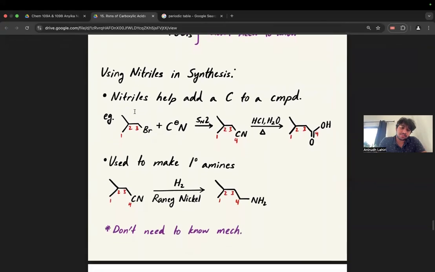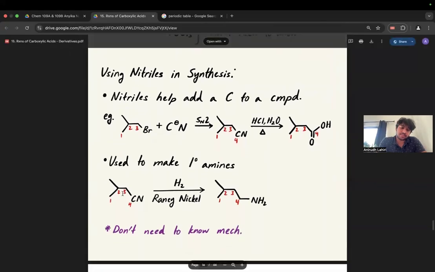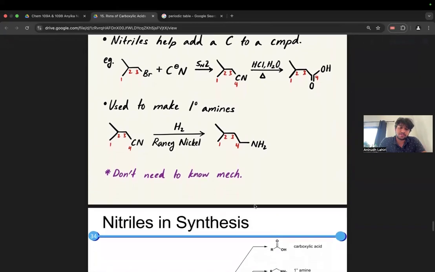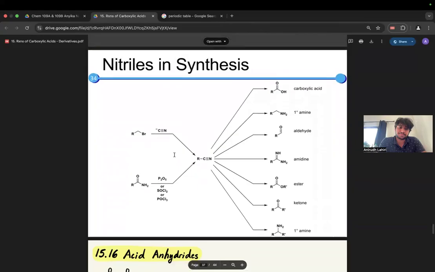Nitriles are useful in synthesis. Raney nickel can reduce a CN to an amino group. You're not on the hook for the mechanism. Just make sure that you know how to predict the product.